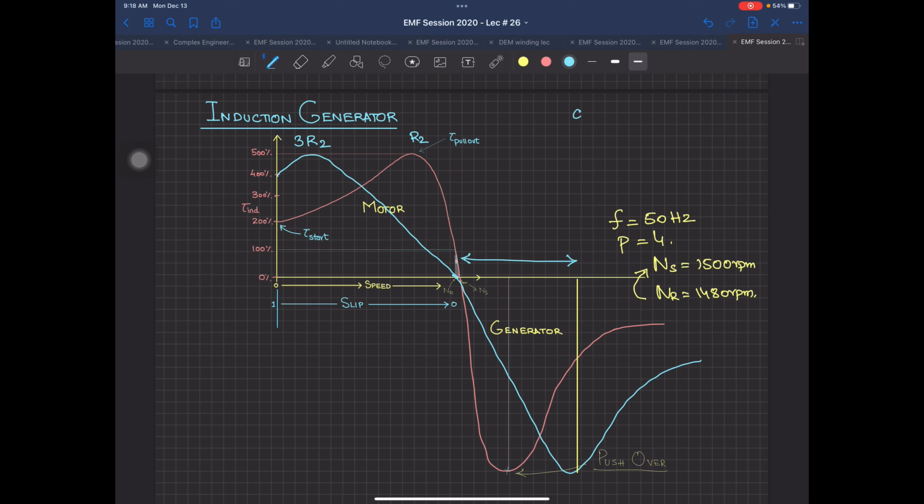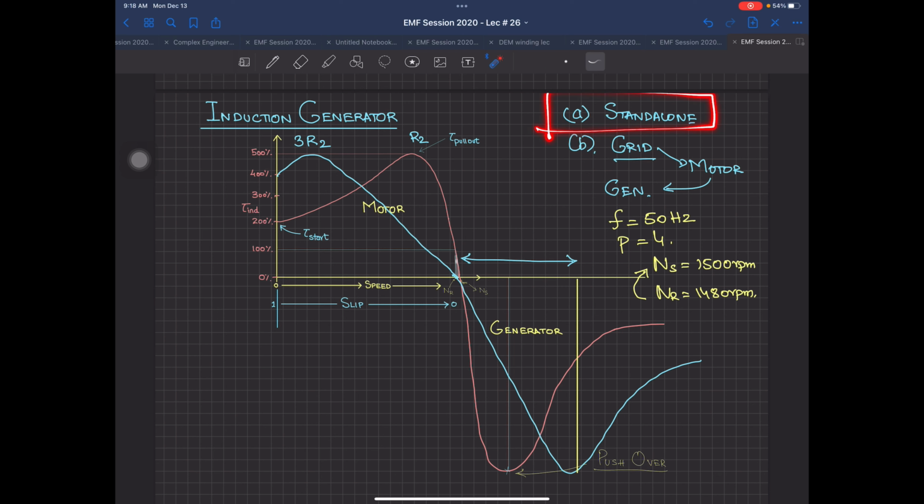And there are two modes, as we have just talked about. One is called the standalone mode, where you are running your machine as a standalone, or you are running it connected with the grid. So you first start it as a motor and then convert it into a generator. So this is one way. Now one problem whenever you run it as a standalone, as I just told you, is that the frequency is going to be variable.